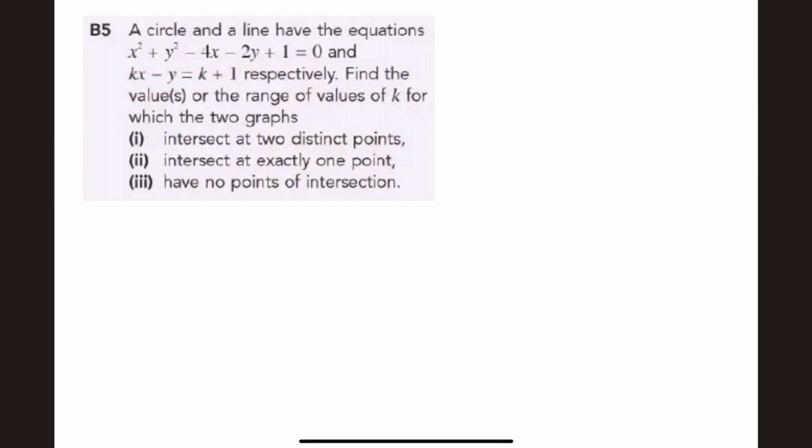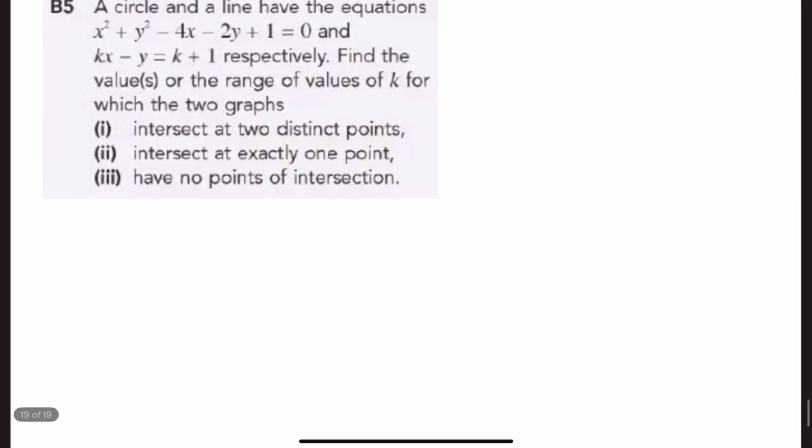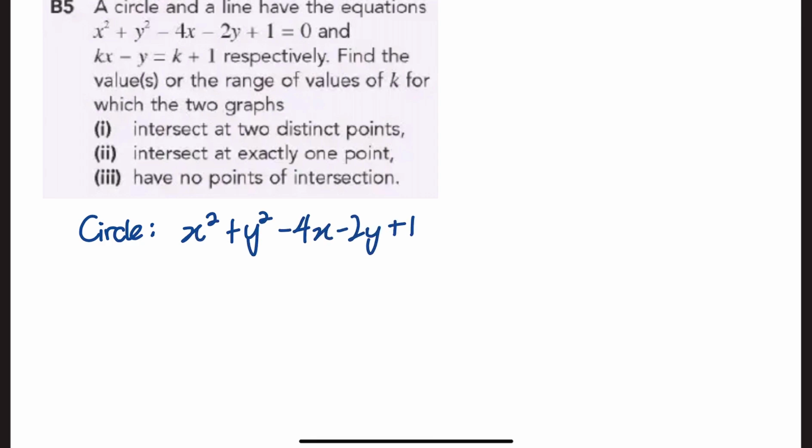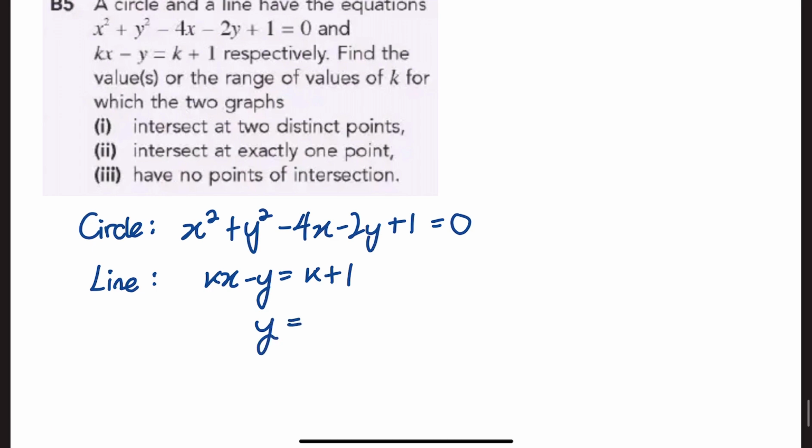So let's do the first part. Over here, I write the circle first. Circle is x squared plus y squared minus 4x minus 2y plus 1 equals 0. The line is simply kx minus y equals k plus 1. So I make y the subject: y equals kx minus k minus 1.